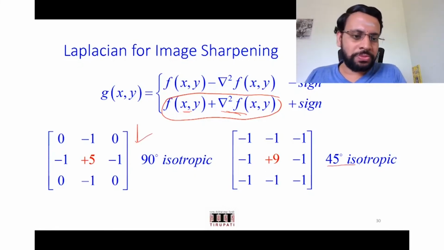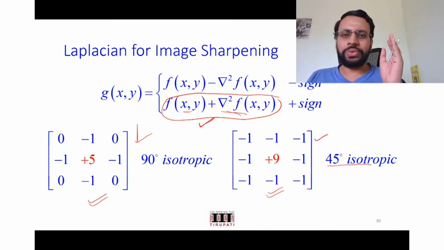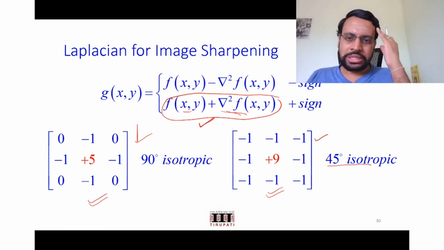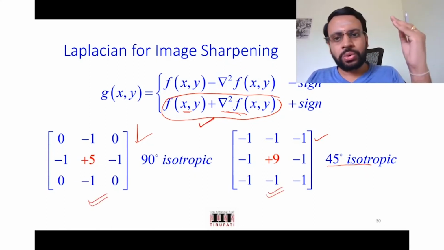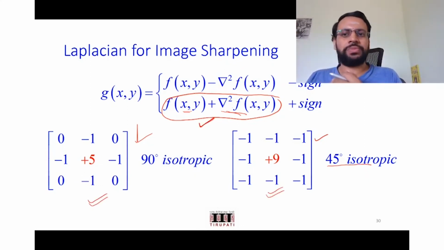Similarly, if you are using 45 degrees isotropic, this is how the mask would look like. Once you understand this concept, there is nothing much to remember here. You could do it starting from scratch, and then you are able to quickly figure out what exactly these masks are on your own at any given time.